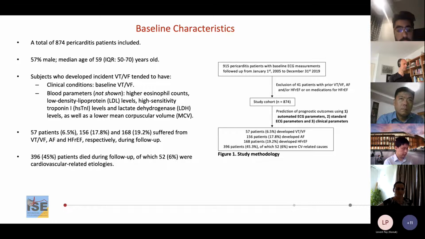During follow-up of this group of pericarditis patients, 57 patients suffered from VT-VF, 156 developed AF, and 168 developed heart failure, respectively. And a total of 396 patients, so almost 50% of our cohort, passed away, of which 52 individuals were cardiovascular-related etiologies.